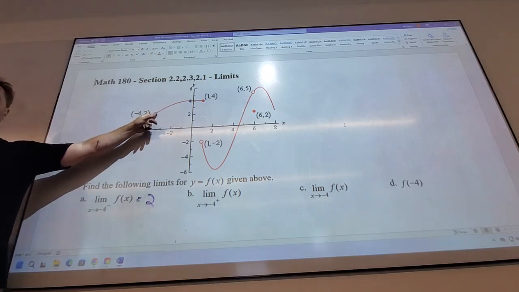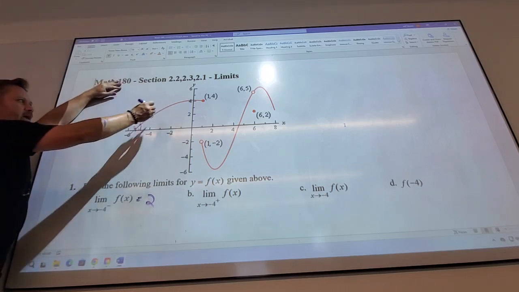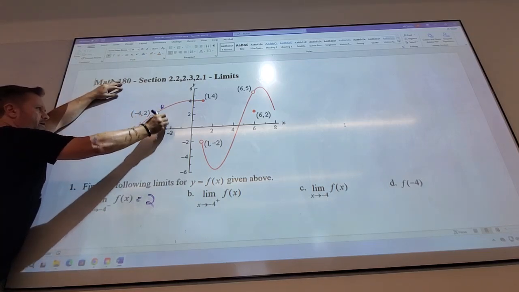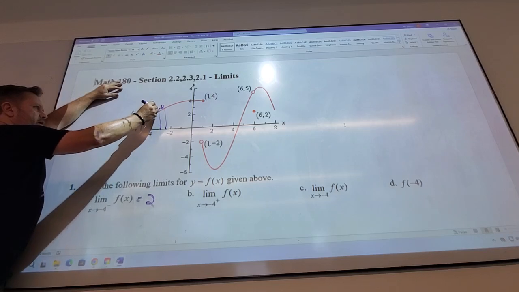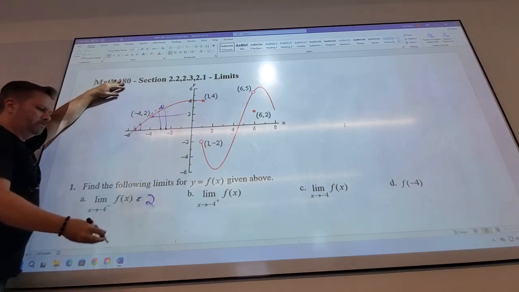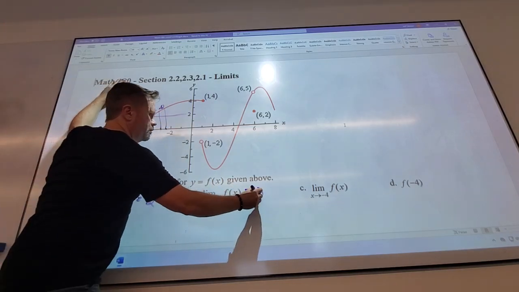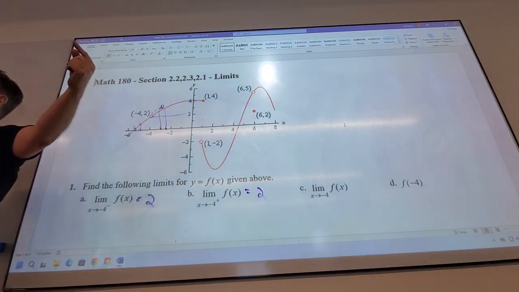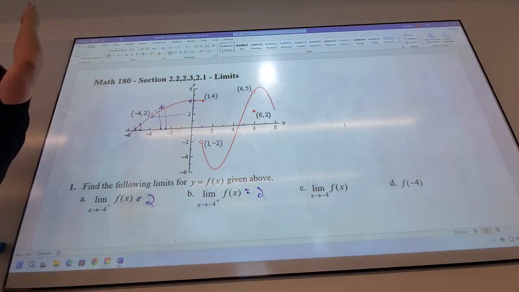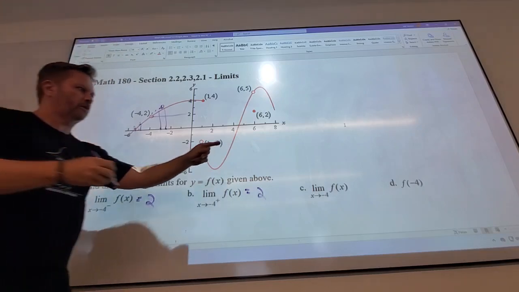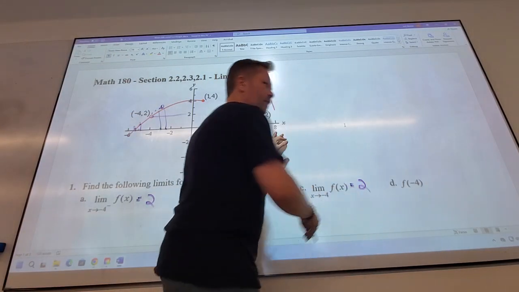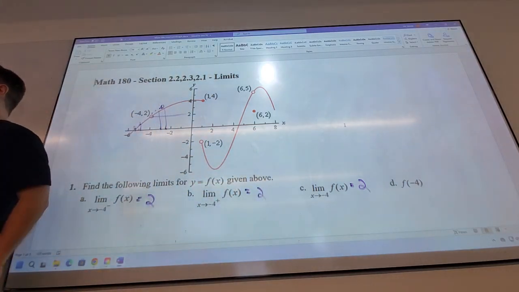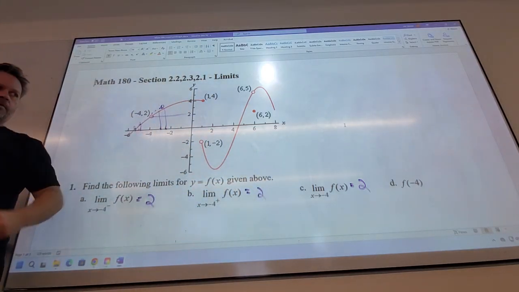Is anything different on the other side? No. As I have my little buggy come over and I let my inputs get closer and closer to -4, it's going to go to 2. So is there a more concise way? Do I have to identify one way or the other, or can I just say the limit without caring about which way? Yes, I can. They're going to 2. I don't care what side. So there is a way to say that the limit exists. I can just say it's 2. Doesn't matter which side you come from.